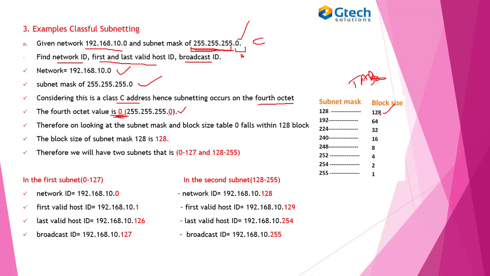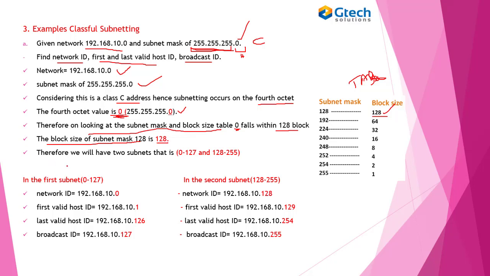Understand this point. After this class, you have to go for further research, because subnetting is very wide, and what I have included here is just a simple case. There are more complicated cases. So 0 falls within the range of 0 to 128 subnet mask, having a block size of 128. This 128 is what we will use to move from one subnet to another.